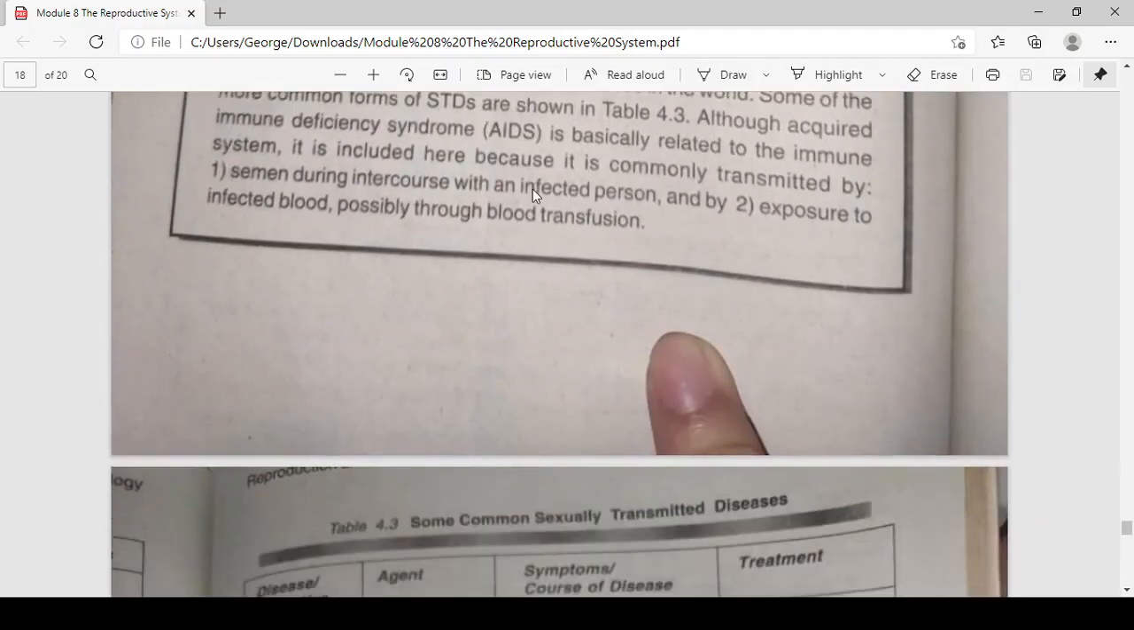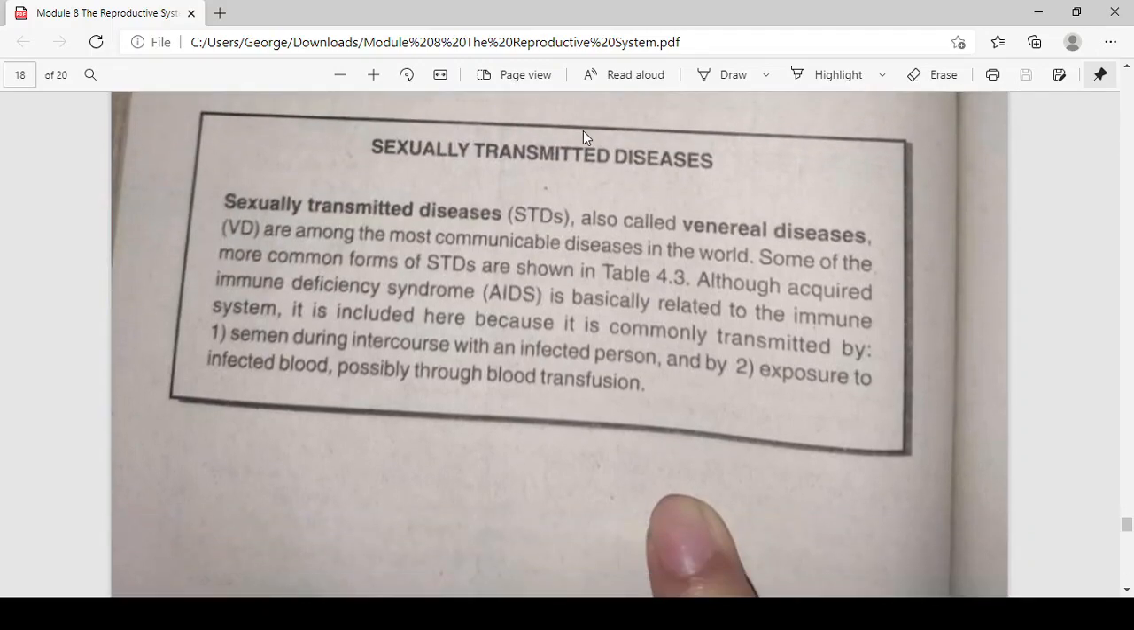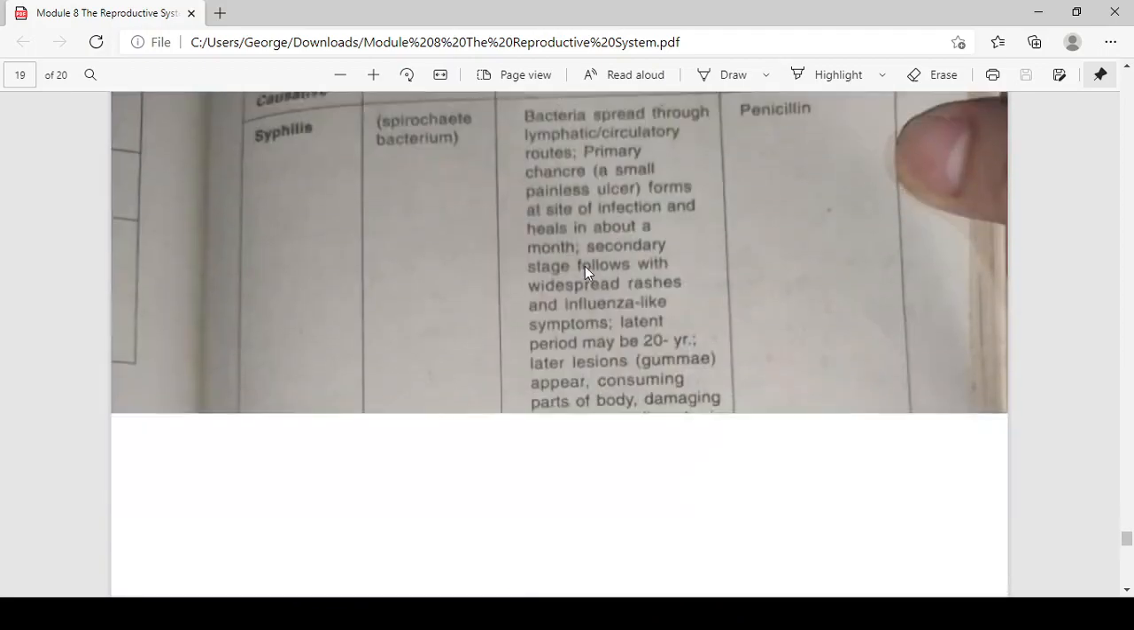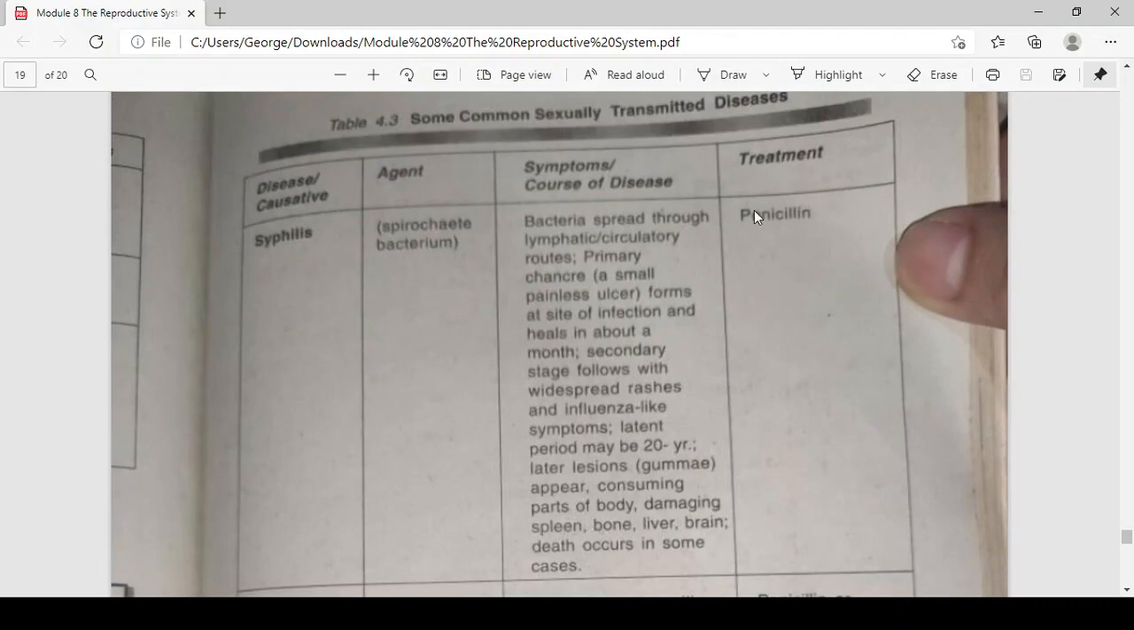Di ba? Next, you have your STDs or your sexually transmitted diseases, also called venereal diseases, which are amongst the most communicable diseases in the world. Some of the more common forms of STD are shown in Table 4.3 below. Again, kids, your syphilis. Treatment naman lang ni kids is penicillin, pero kids, masakit na siya ang syphilis, ha?